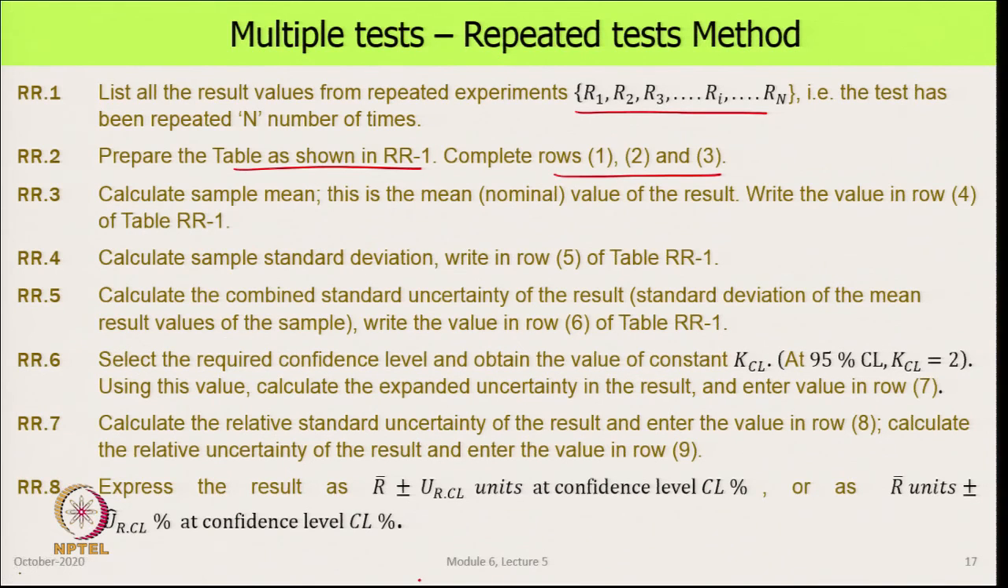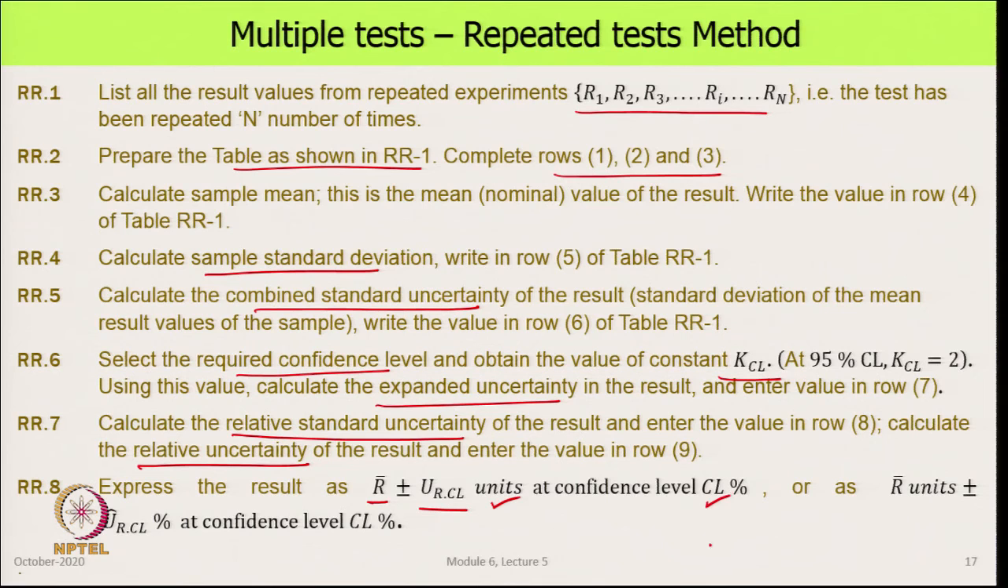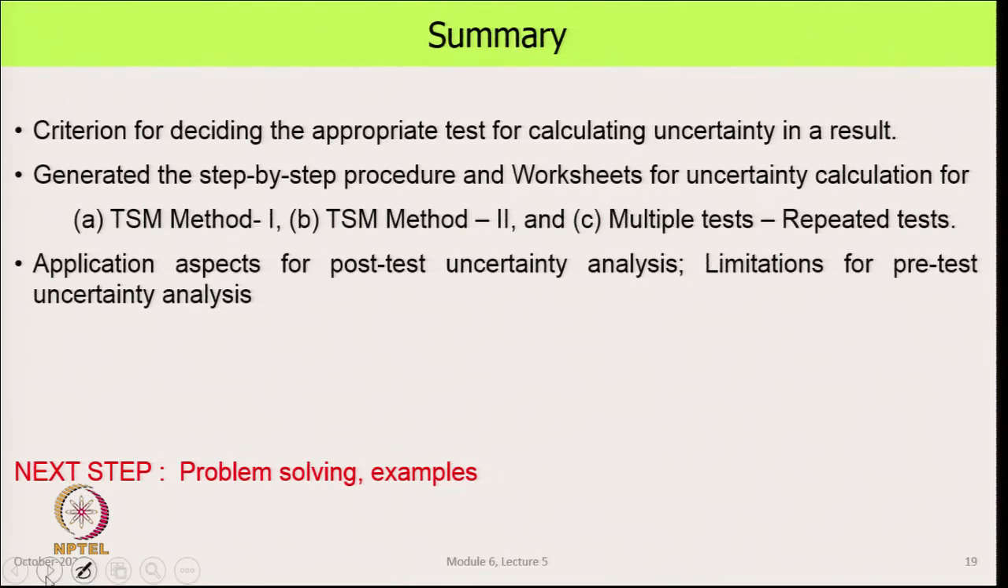So, that is what these methods are. We calculate the sample standard deviation, combined standard uncertainty. At the required confidence level, we get KCL and compute the expanded uncertainty, calculate the relative standard uncertainty and calculate the relative expanded uncertainty. And finally, express the result as R bar plus minus URCL with units at confidence level this much, or R bar with units plus minus this much percentage at confidence level this much. And that completes the objective for which we did all this exercise. That was for multiple tests, repeated tests.